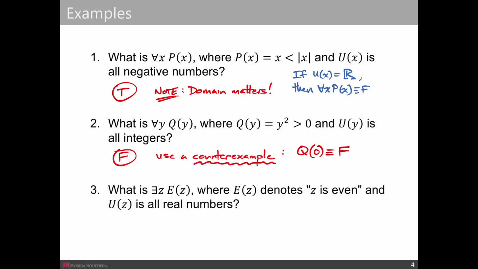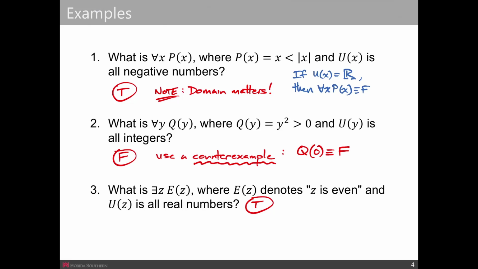Number 3, what about the truth value of this existential expression? There exists some z such that E at z, where E denotes the statement z is even, and the domain of z is all real numbers. This one, I hope it's obvious to see that the result is true. If we let z be any real number, and the predicate we care about is that z is even, there are a bunch of real numbers that are even. The existential quantifier only needs 1.